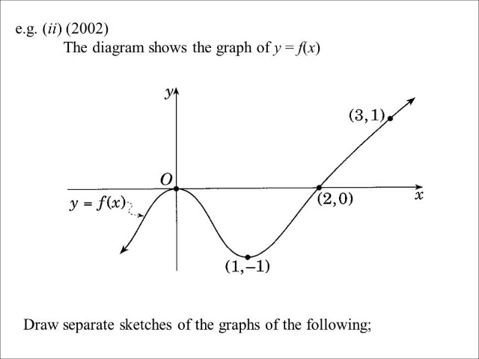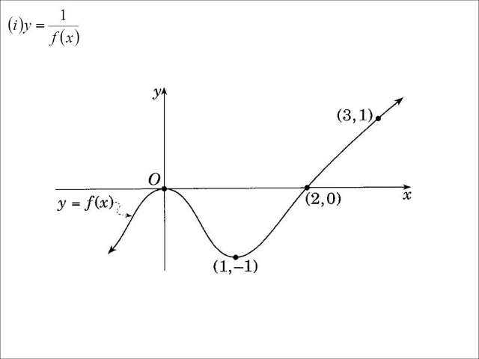2002. So again, here's a random graph. Can't really guess what this one is. Is it a cubic? Probably not. But they've given us some points on it, which is good, so we can locate where 1 is and -1, things like that. So the first one, again, they've asked us to do the standard reciprocal.